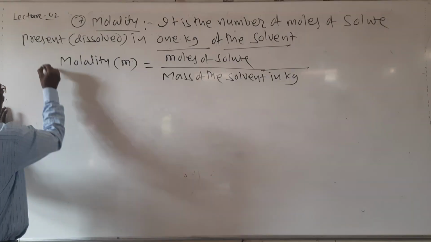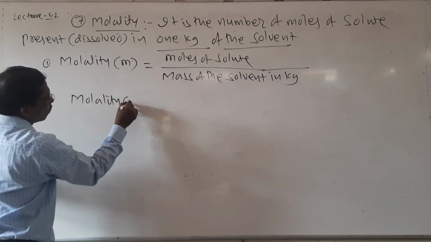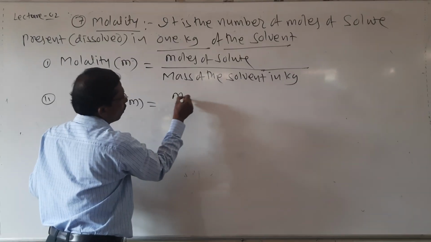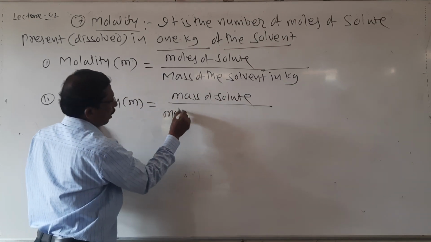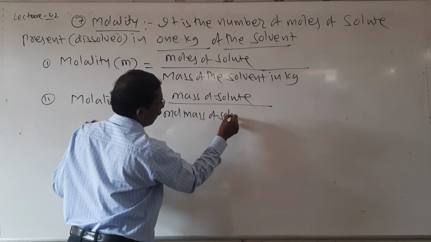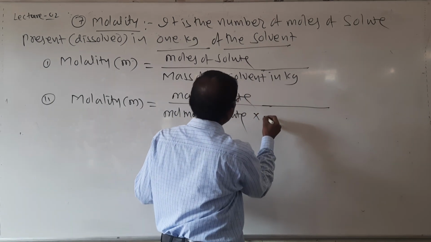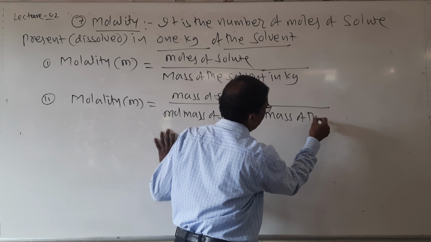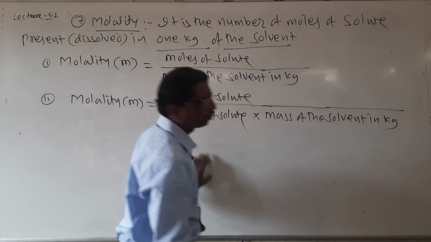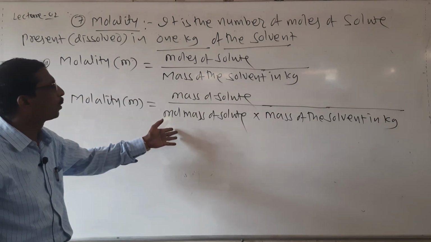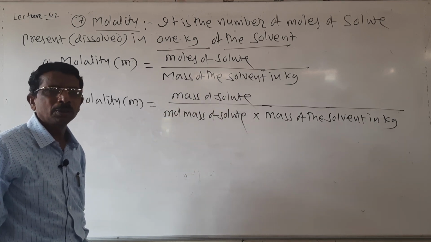Again students, you may also write, look here, molality small m is equal to mass of solute divided by molecular mass of solute, into mass of the solvent in kg. Look here, moles of solute means mass upon molecular mass, mass of solute divided by molecular mass of solute.